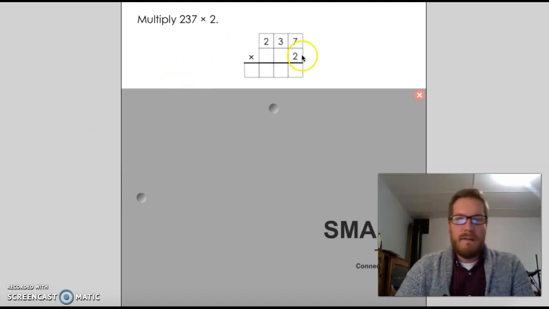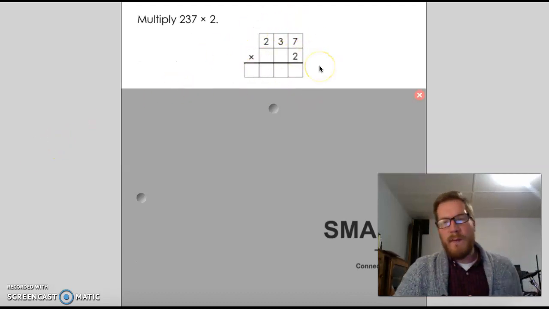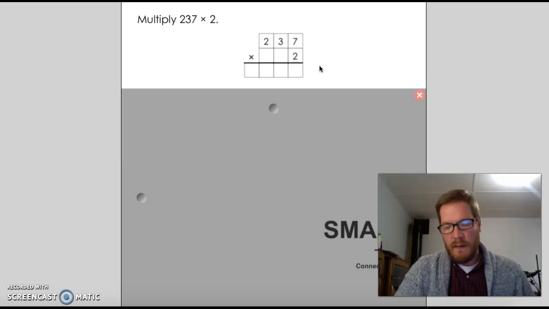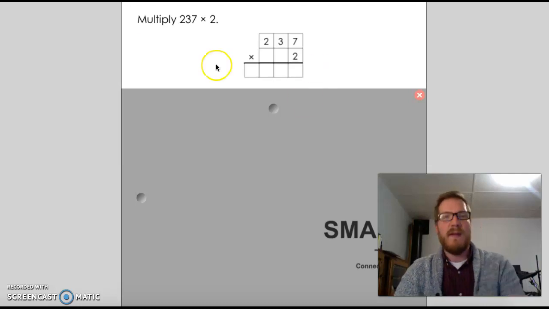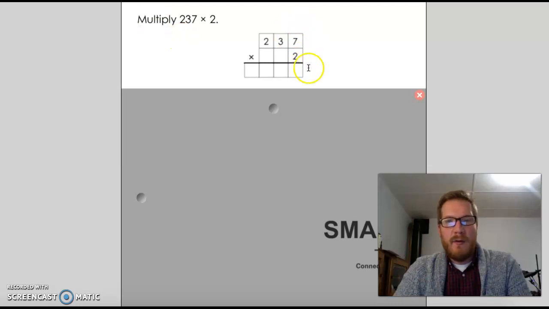All right, so now this is what's called the standard algorithm for multiplication. In the workbook, it often gets shown in terms of the grid. And so what we're going to do is, actually I'm going to use this tool. So we have 7 times 2 is going to be 14. And then 3 times 2 is 6 plus the 1 is 7. And then 2 times 2 is 4.